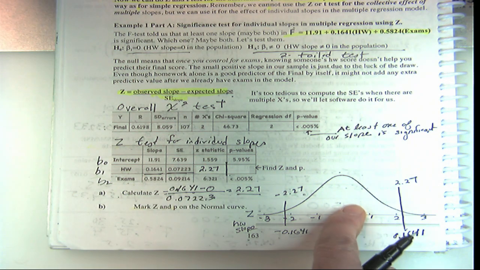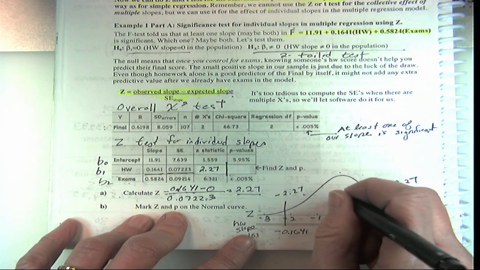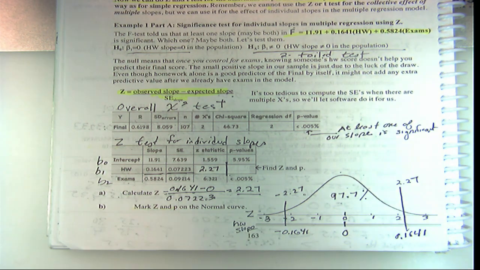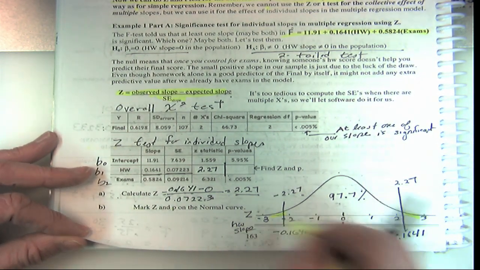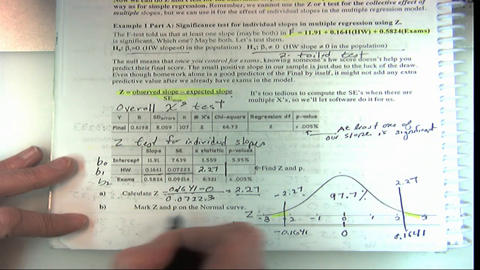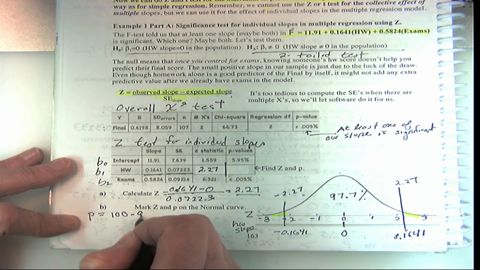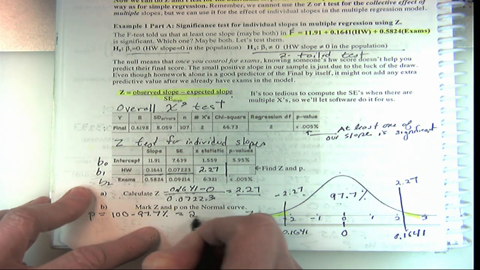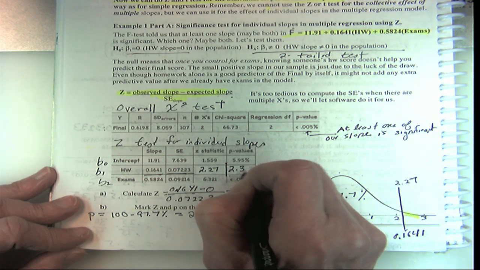I looked it up on the p-value calculator, and it's 97.7 rounded to one decimal place. So that means we're doing this two-tailed test. That means these two tails together is our p-value. So mark z and p. Okay, so our p-value is equal to 100 minus 97.7%, which is 2.3%. So that's what we put in here.